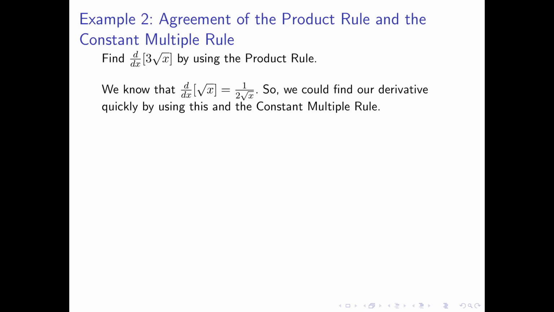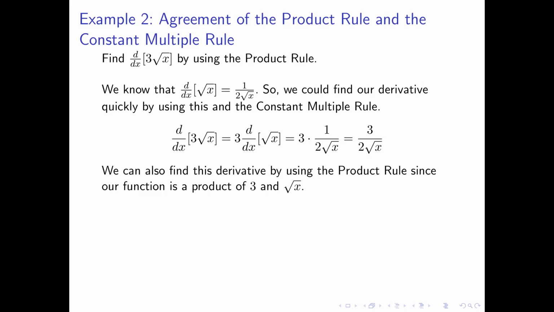One thing this means, though, since we already know the derivative of the square root of x, is that we could find the derivative of 3 times the square root of x very quickly using the constant multiple rule. The derivative of 3 times the square root of x is just 3 times the derivative of the square root of x. That's an application of the constant multiple rule. And the derivative of the square root of x is 1 over 2 times the square root of x. So the result we get, if you simplify a bit, is 3 over 2 times the square root of x. That's probably the fastest way to find this derivative, given what we already know about the square root of x.